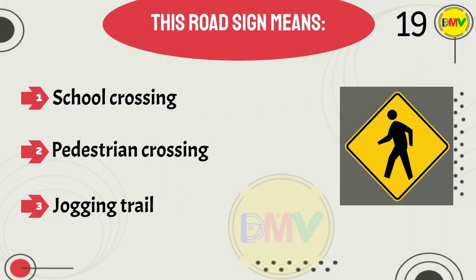Question 19. This road sign means: 1. School crossing. 2. Pedestrian crossing. 3. Jogging trail.